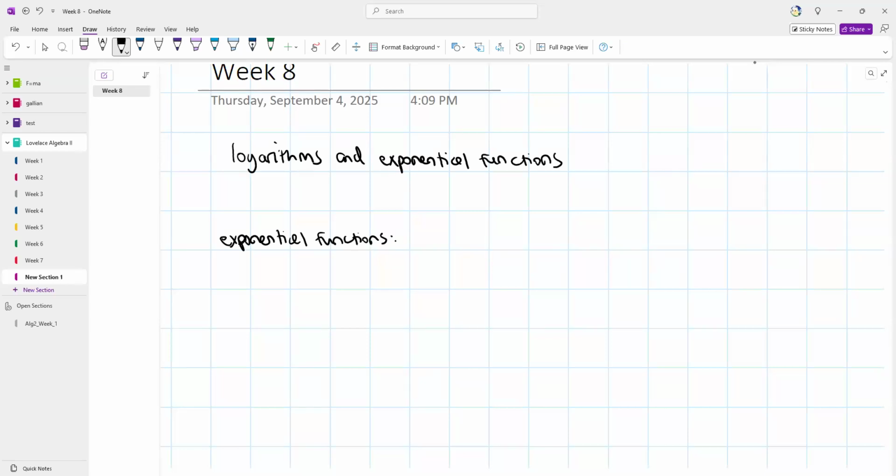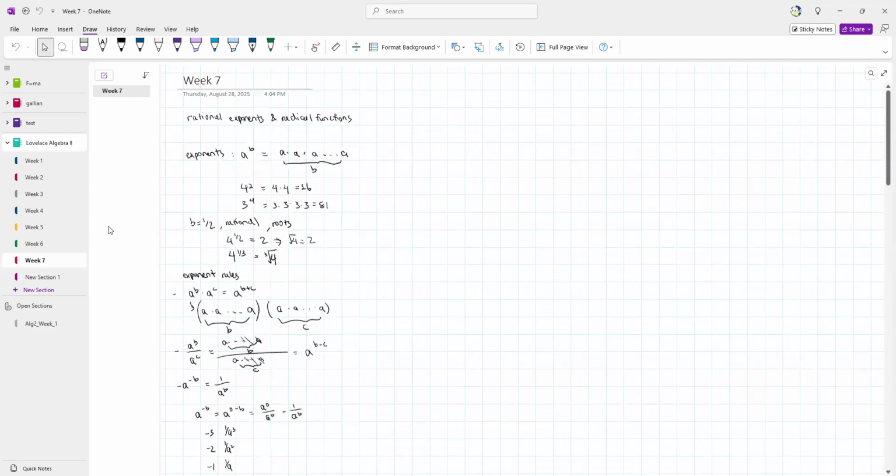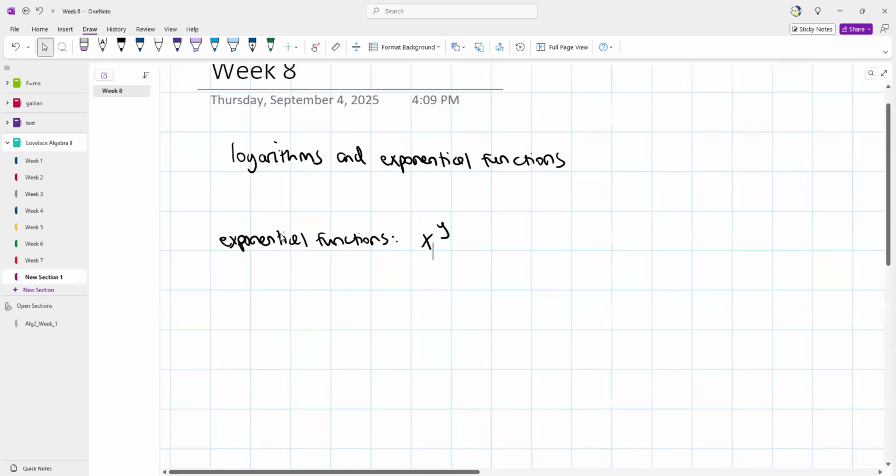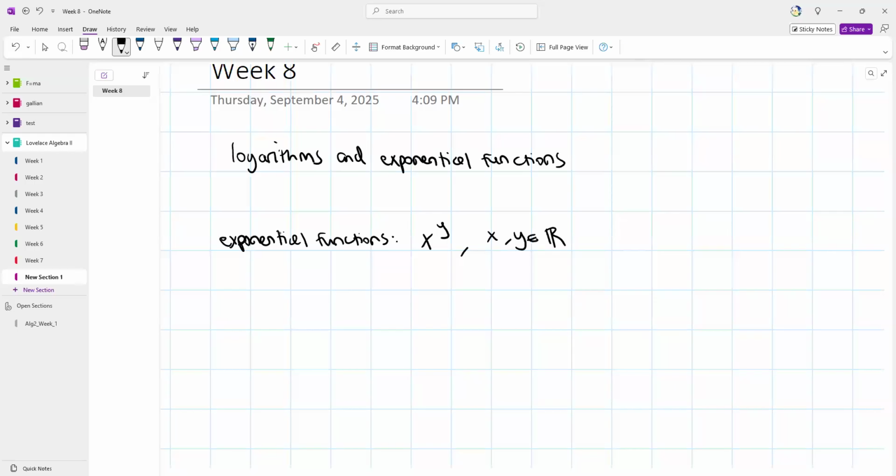So what this is, you have x to the power of y. And we talked in week 7 about exponents and rational exponents, and this is kind of related. So it just brings back to exponents. So you have x to the power of y, and in this case, x and y can be anything in the real numbers.